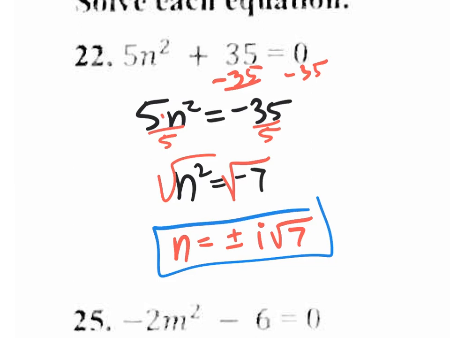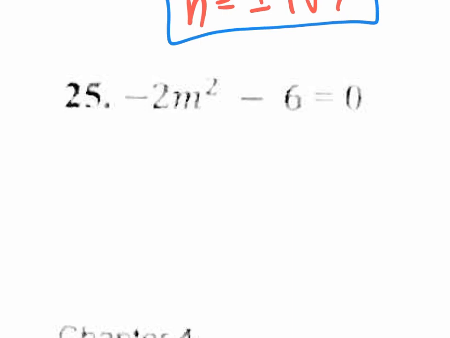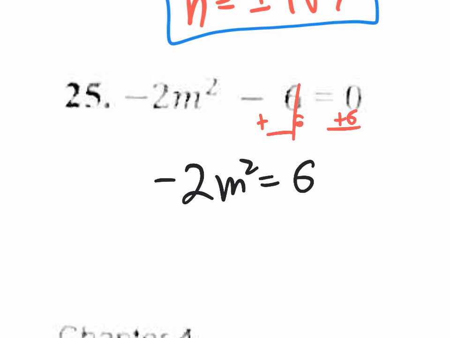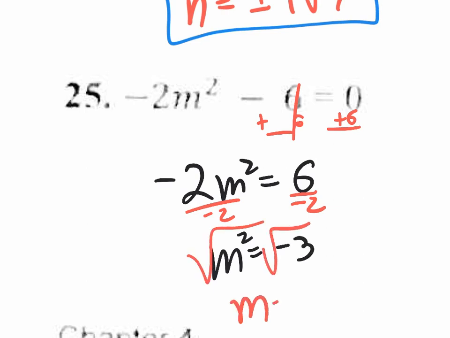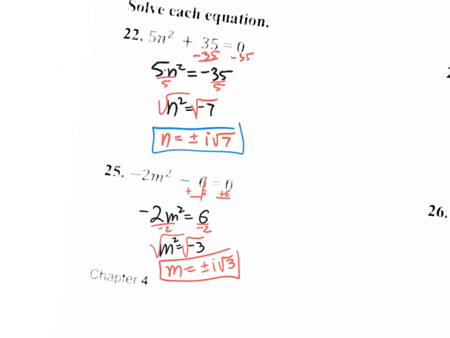Shall we try one more? Yes, please. Okay, why not? Let's do number 25 right here. What do I do? We end up with negative 2m squared equals 6. Then what? Divide by negative 2. Thank you. And then we end up with m squared equals negative 3. Final step. Square root, m equals plus or minus i square root of 3. Ta-da. Easy peasy.